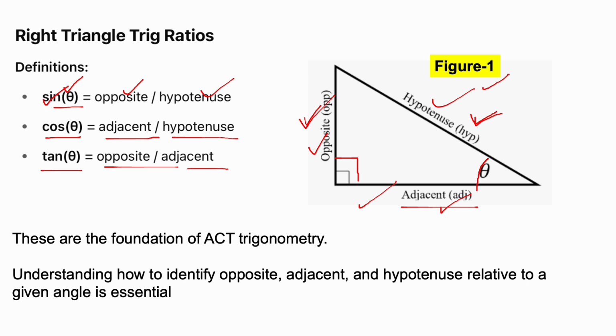These are the foundation of ACT trigonometry, and it is essential to identify the sides correctly based on the given angle. So, it is very important to understand how to correctly identify opposite, adjacent and hypotenuse relative to a given angle. As soon as you see this angle theta, in your mind you should immediately visualize which one is adjacent, which one is opposite and which one is hypotenuse, because the question they will ask will be based on this fact.